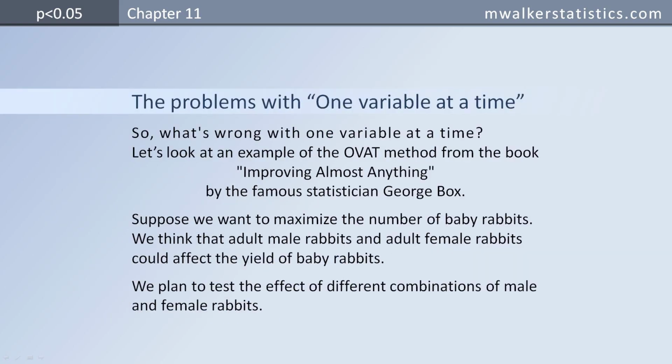The problems with one variable at a time. So, what's wrong with one variable at a time? Let's look at an example of the OVAT method from the book, Improving Almost Anything, by the famous statistician George Box. Suppose we want to maximize the number of baby rabbits. We think that adult male rabbits and adult female rabbits could affect the yield of baby rabbits. We plan to test the effect of different combinations of male and female rabbits.